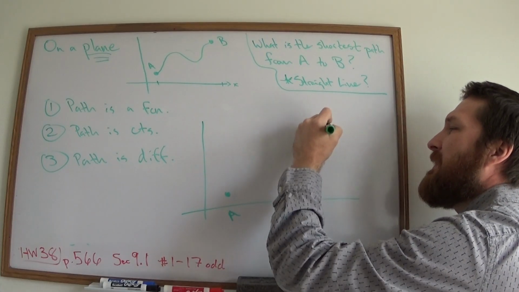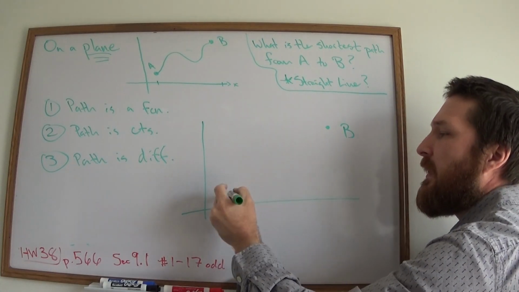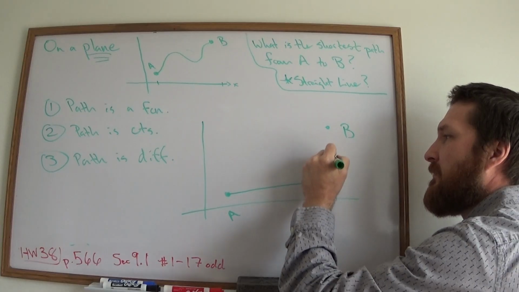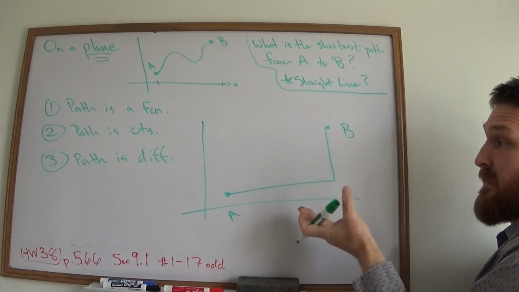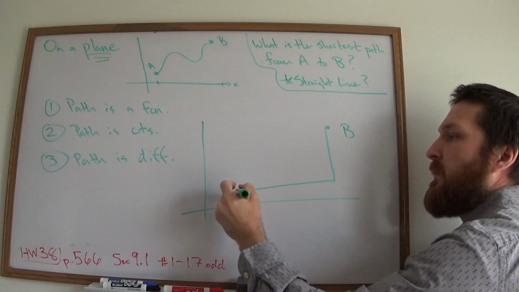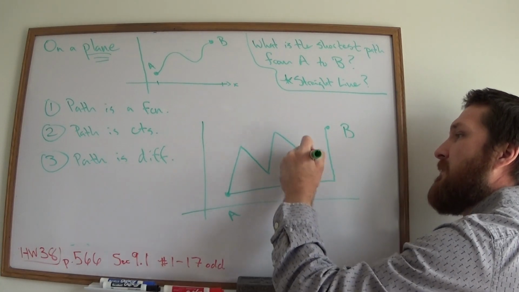Now, how could it be continuous and not differentiable? Well, you could do something like this. That's a continuous path, but it's not differentiable. Here's a continuous path, and it's not differentiable.